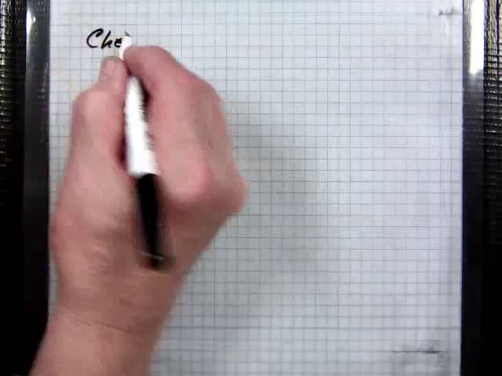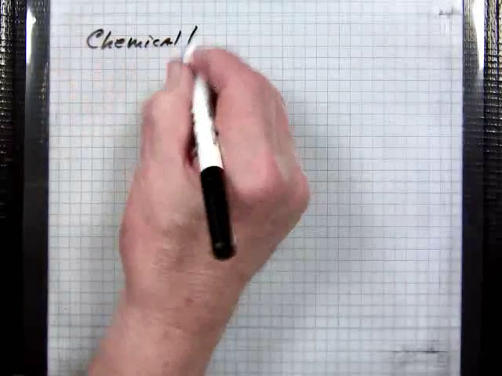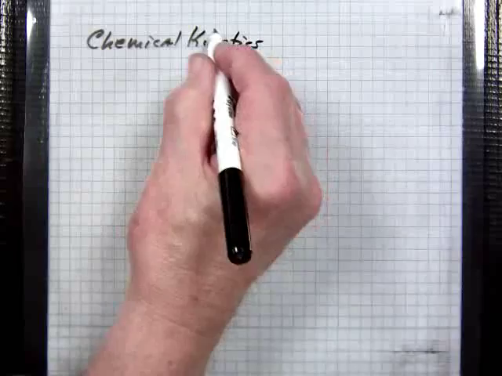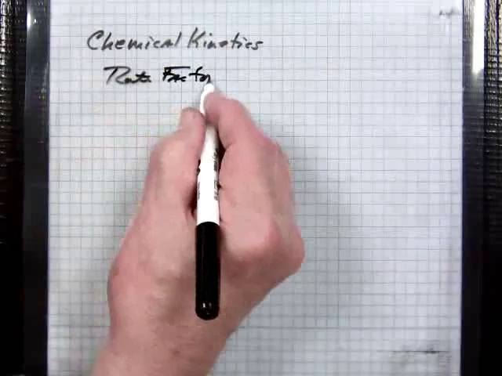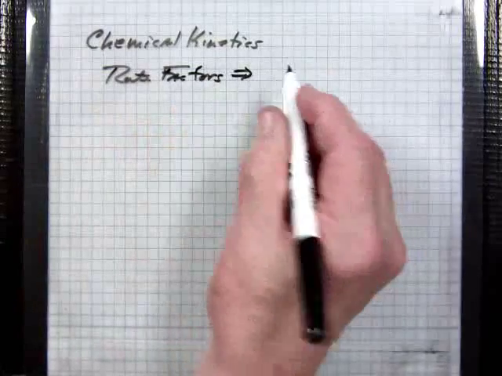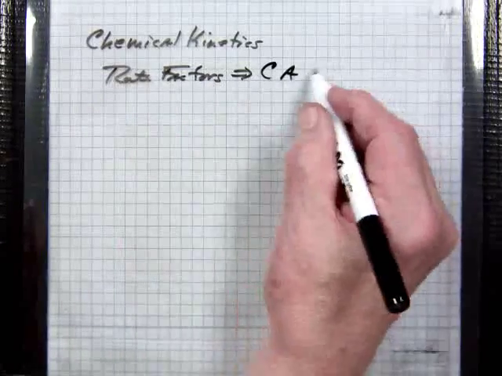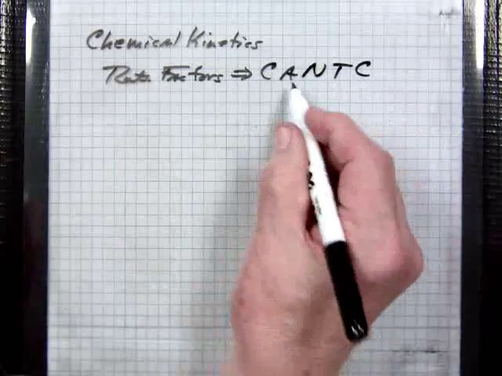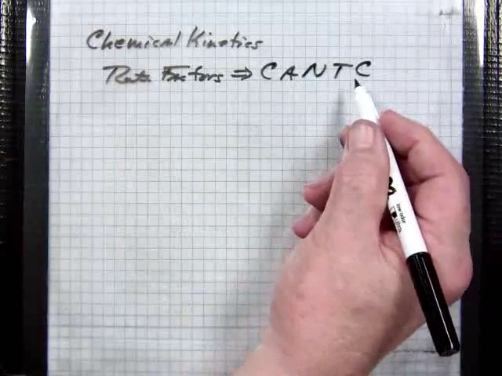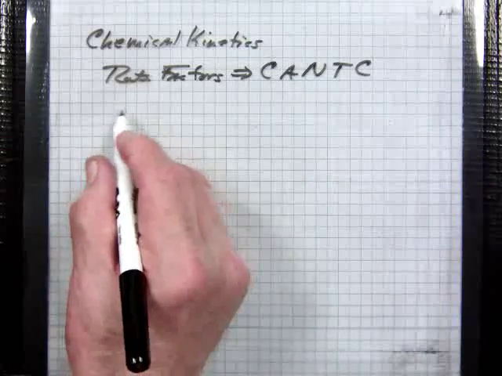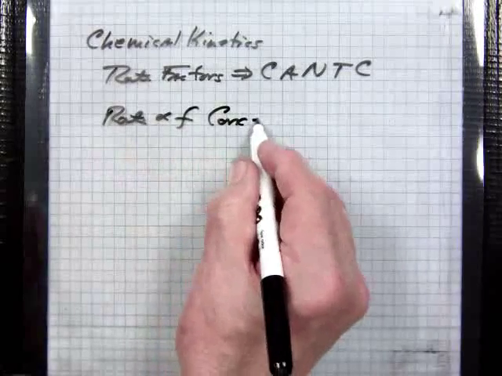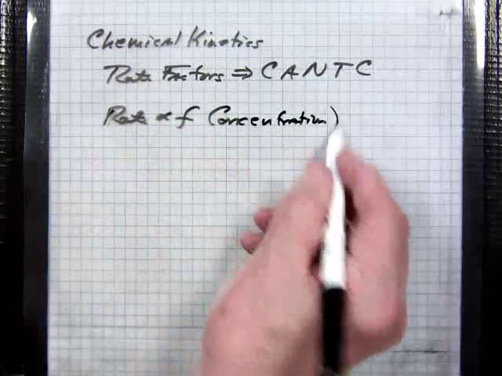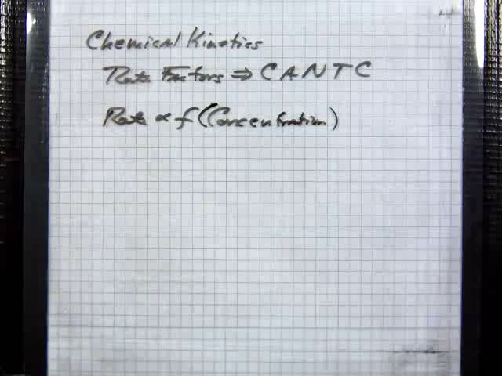Now, talking about chemical kinetics, we look at the rate factors, which we can identify very quickly with the acronym CANTC: concentration, area, nature, temperature, and catalyst. Well, the one we're working on is rate proportional to a function of concentration, and that's trying to generate rate laws.